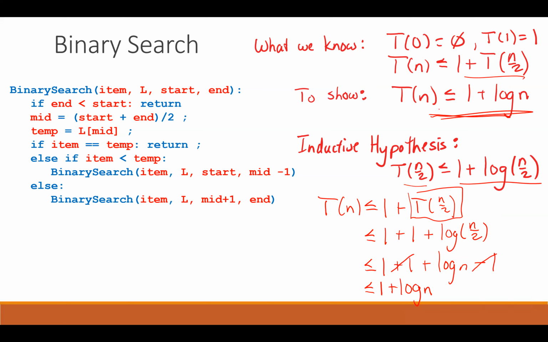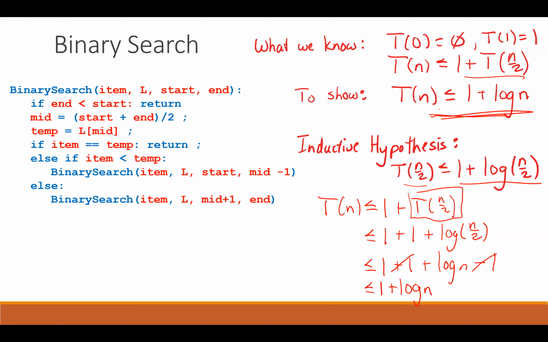So by induction, binary search is 1 plus log base 2 of n, which is pretty fast. If it's a million things I'm looking through, I look at 20 things to find what I'm looking for, or give up and say that it's not here. Okay, questions?